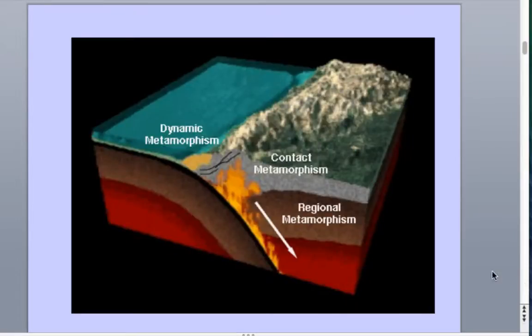So going on here, here's a picture showing where regional metamorphism is occurring. Contact metamorphism up around the intrusives here, and dynamic metamorphism around fault lines.